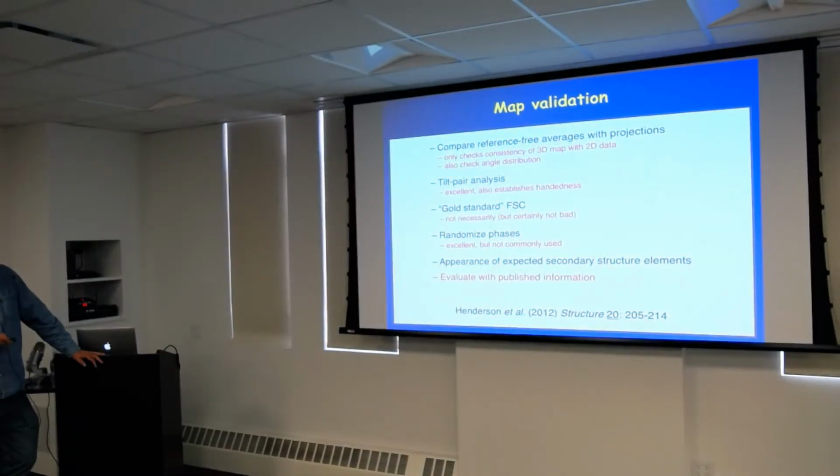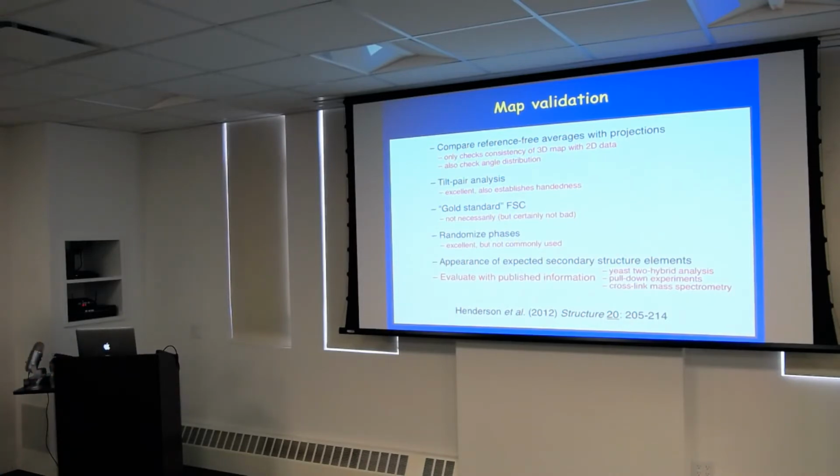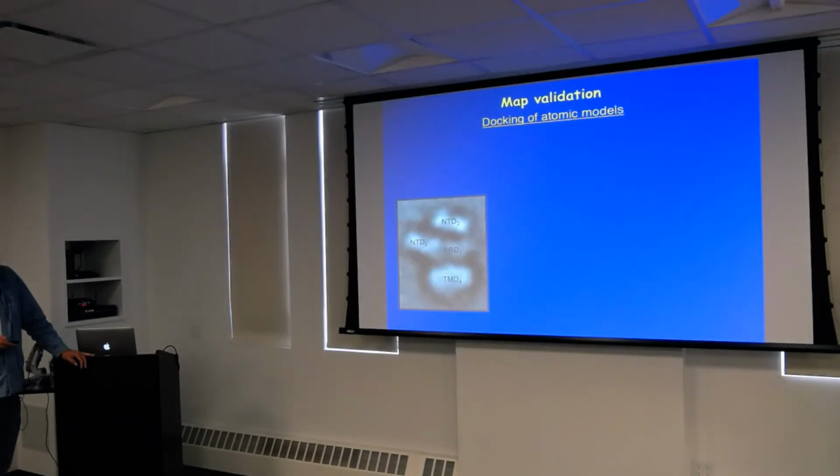That can be yeast two-hybrid, pull-down experiments, and what is very useful these days are these cross-link mass spec maps. These are very, very useful to really nail down, especially if you have a complex with different subunits. You want to know how the subunits are arranged in your map. This is a very, very powerful tool to do that. And then the best thing you can do is dock known atomic structures into your EM map. If you can do that, you're pretty much safe. And so that's an example.